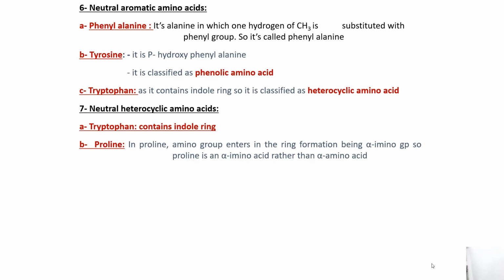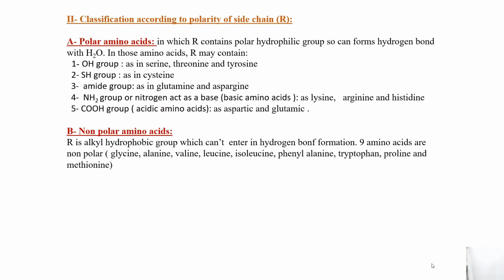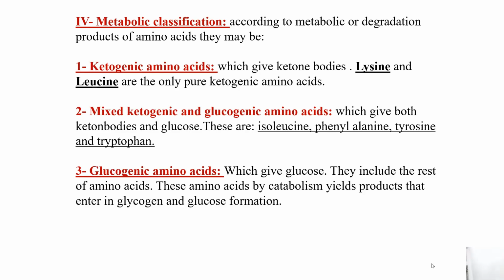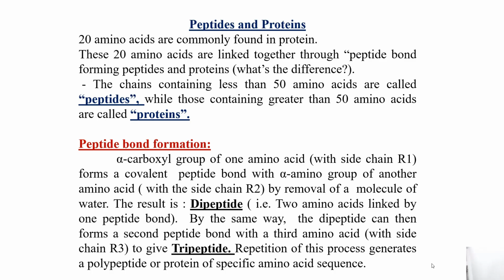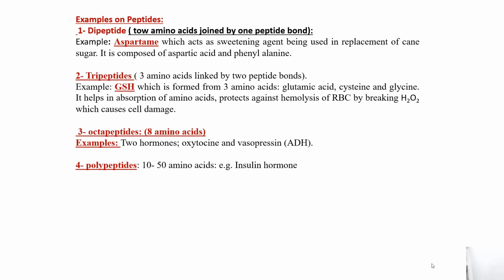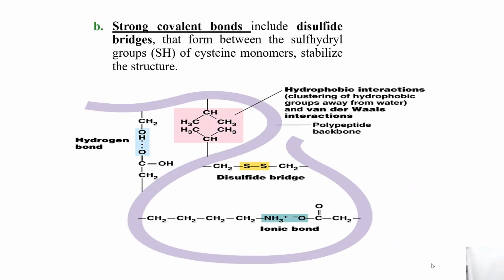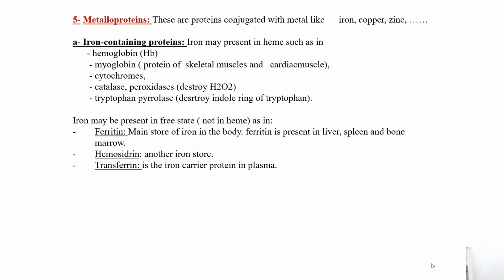Phenylalanine and tyrosine are the other two aromatic amino acids that need to be discussed. We have discussed all of these in previous classes. Not going into detail.